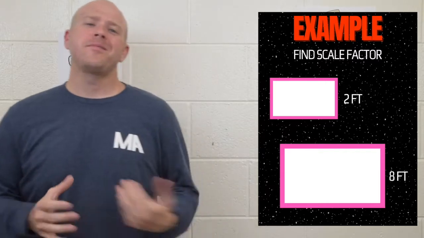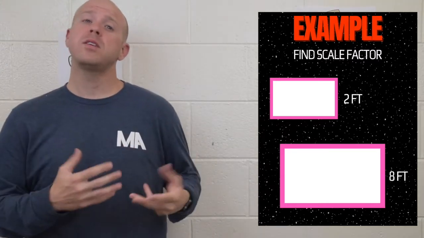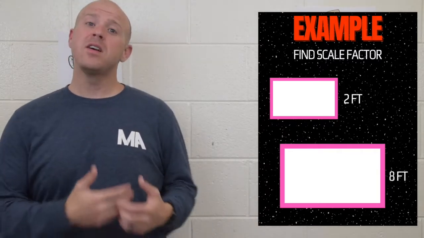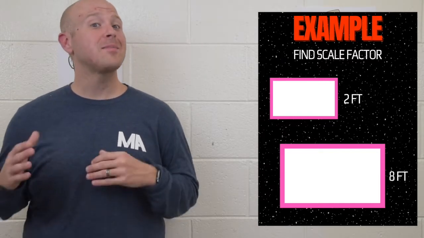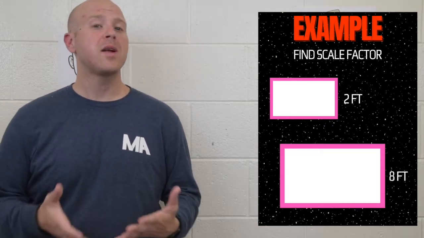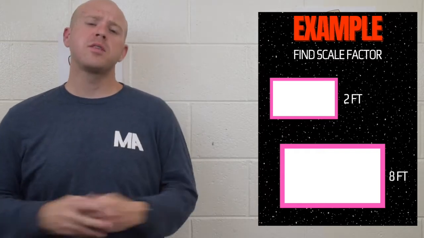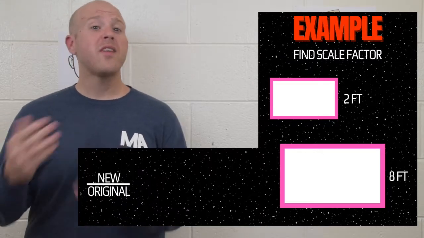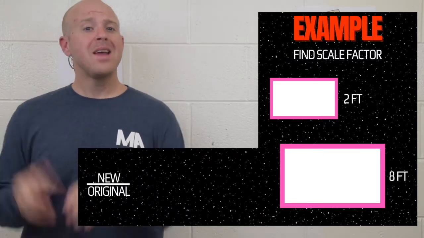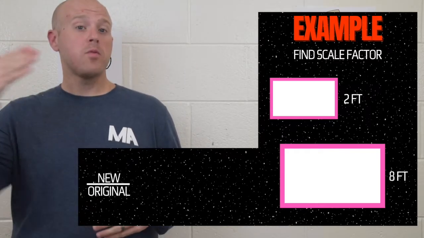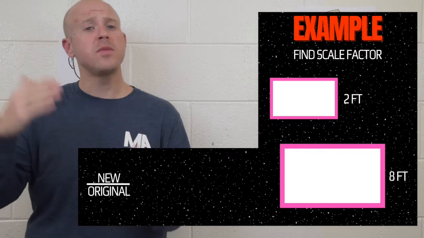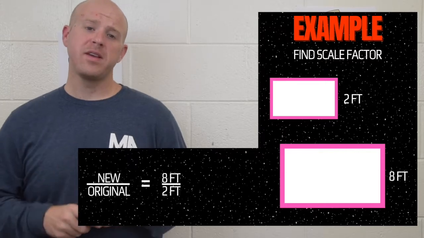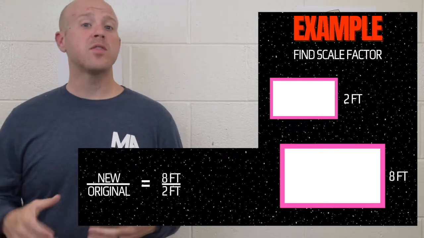I have these two shapes here. My original one is the smaller one, it's 2 feet. Then I have my new one, the larger one, and the side length is 8 feet. Those two sides are corresponding because they're on the same side of two similar figures. That's what corresponding means. To find the scale factor, we set up a ratio, a proportion, or a fraction. We put the new on top and the original on bottom. So we put what we got to on top and what we started with on bottom. We got to 8, and we divide that by the original, which is 2 feet. So 8 feet divided by 2 feet is 4.